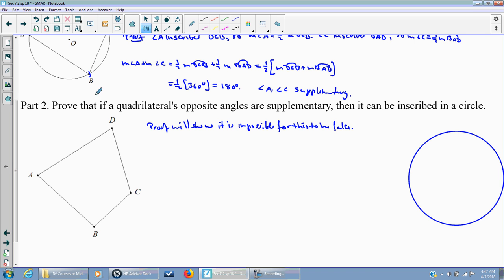So let me kind of do this. I probably won't do this perfectly, but let's start by saying this. Here's my proof. First, we know that there is some circle, there is one circle containing points A, B, and C.